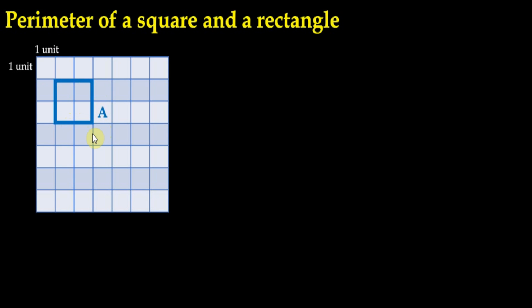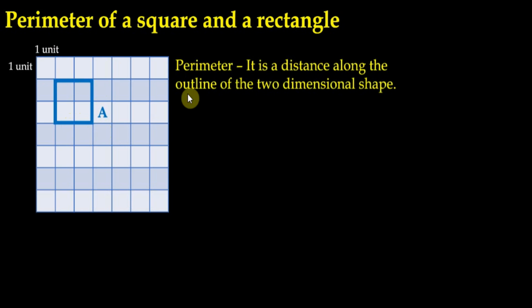First of all, let's see what is a perimeter. So a perimeter is a distance along the outline of the two-dimensional shape. Or in other words, we can say it is the length of the boundary or the border of the two-dimensional shape. So if we count the units along the outline or the boundary of the two-dimensional shape, we may be able to find the perimeter of that shape.